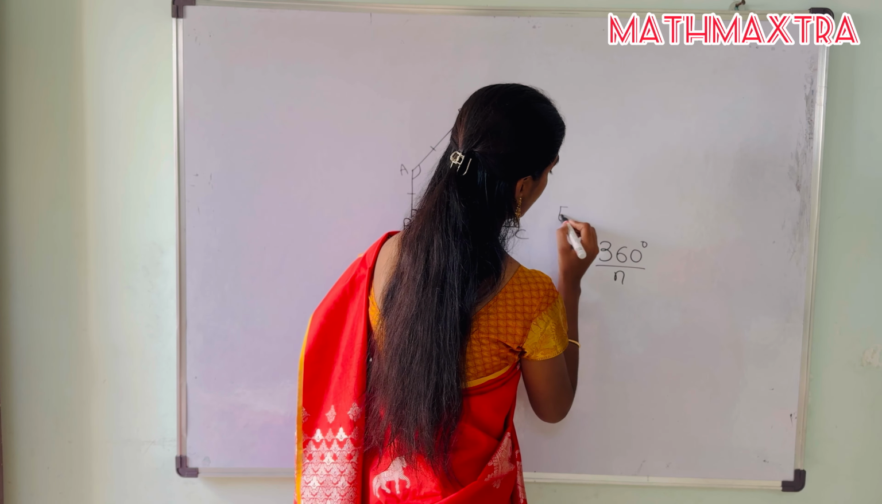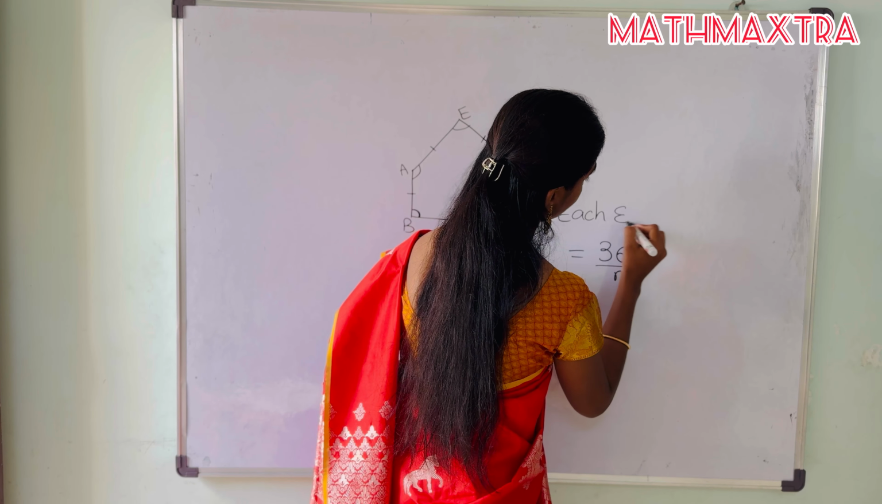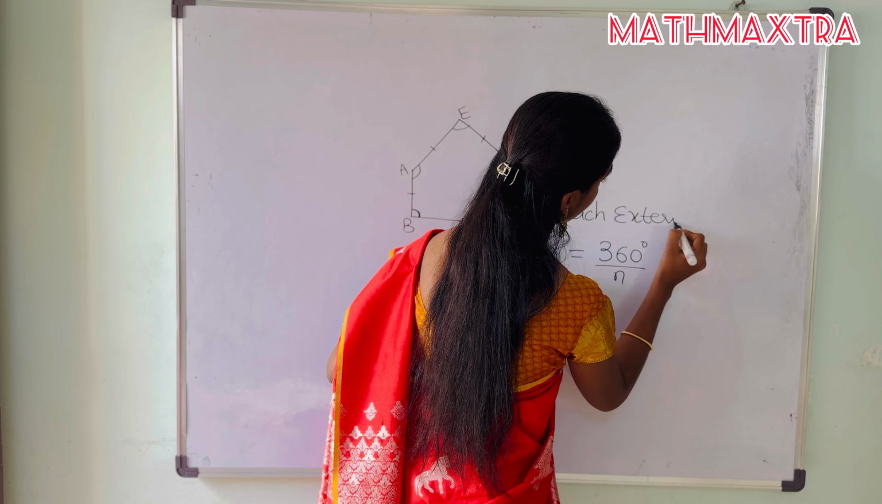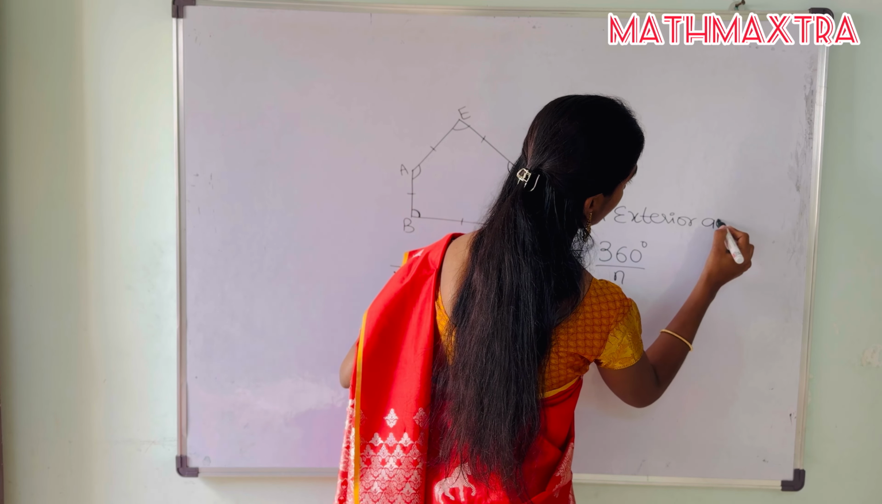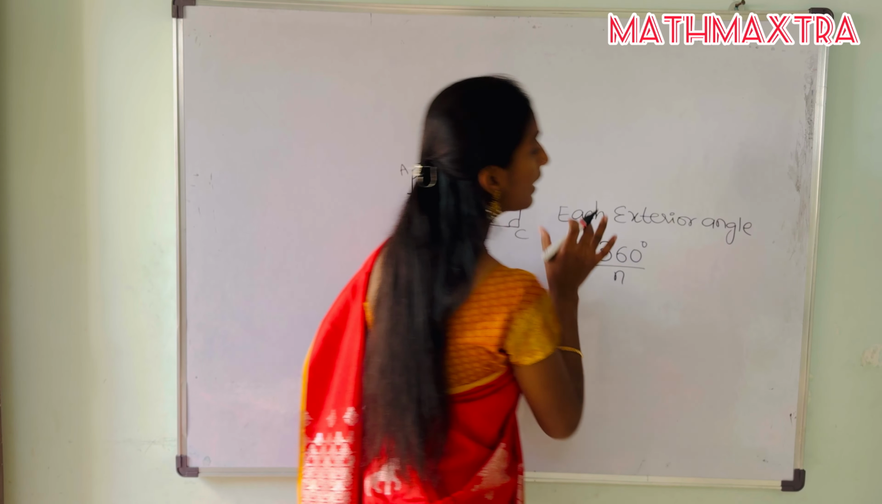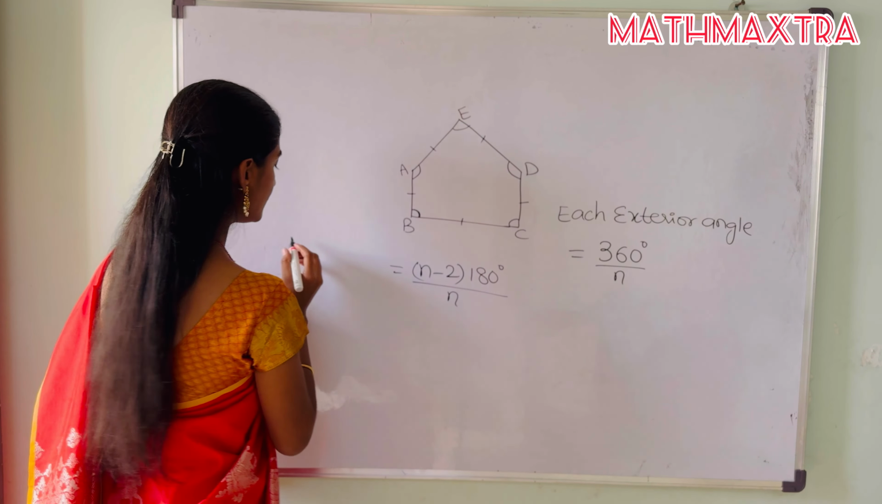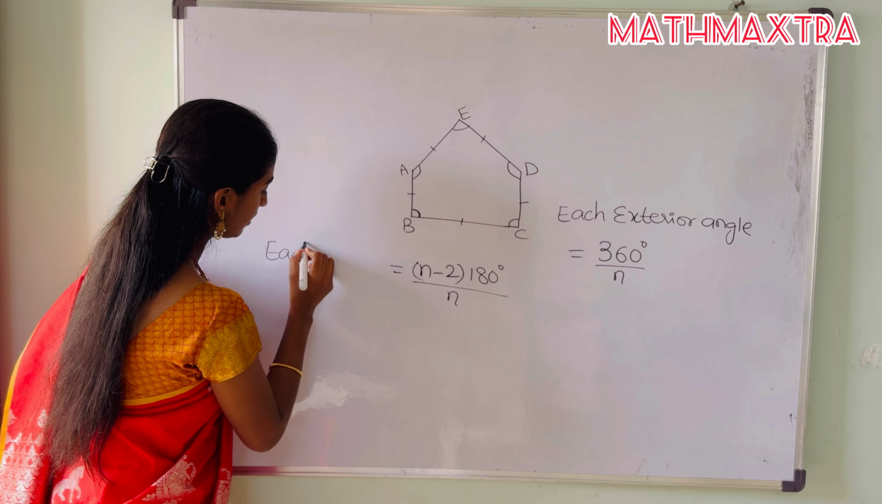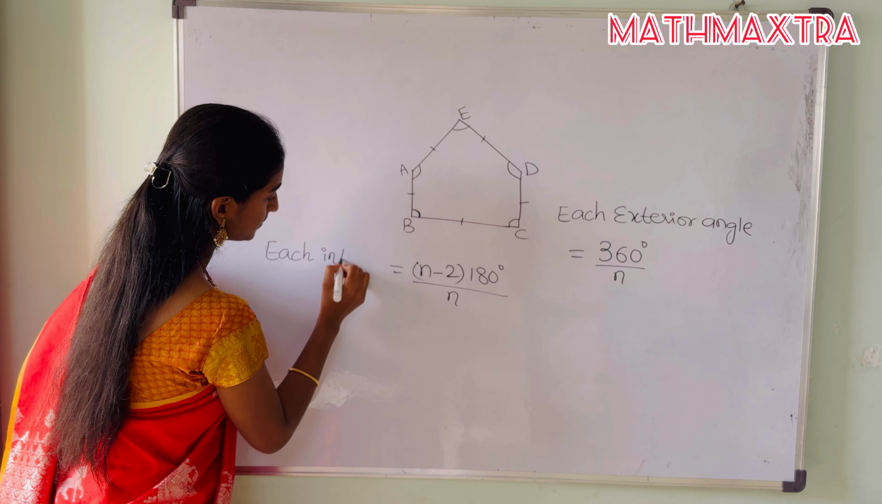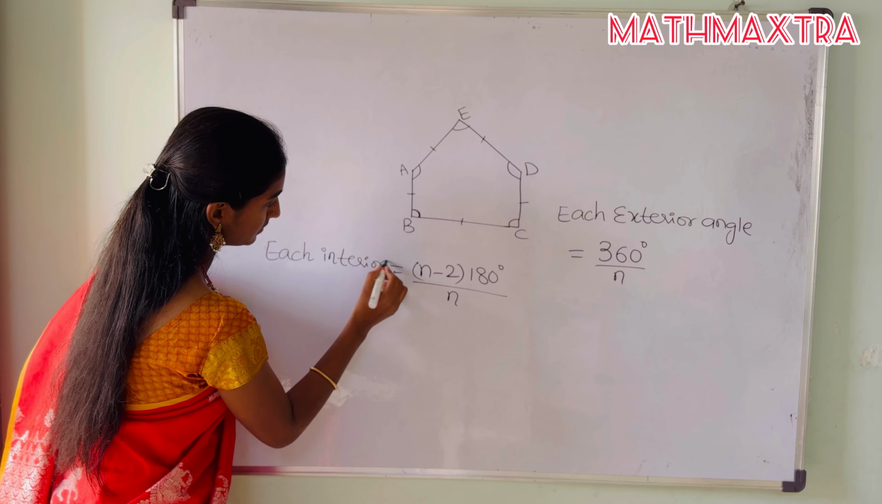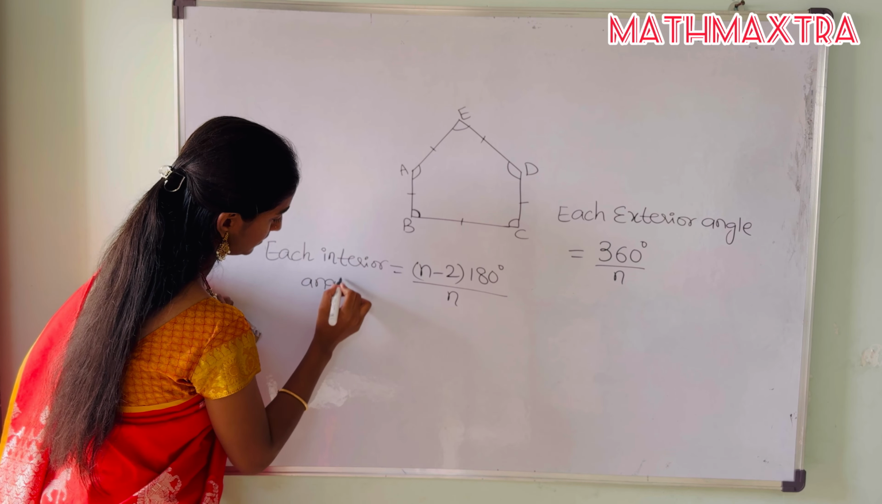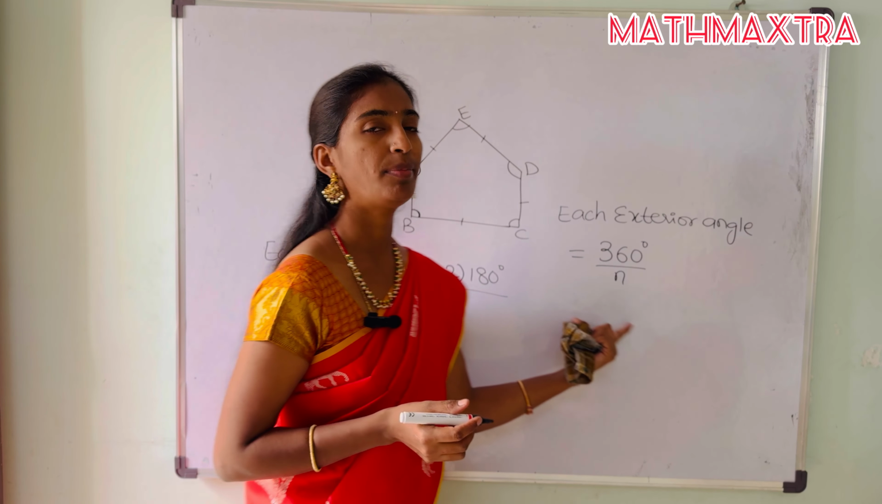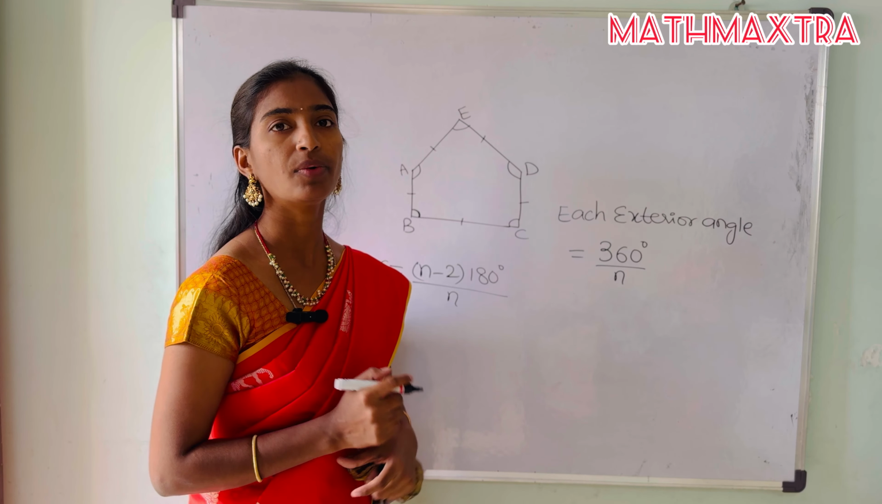So this is each exterior angle of a regular polygon, and this is each interior angle of a regular polygon. And these two are applicable only for regular polygons. Okay.